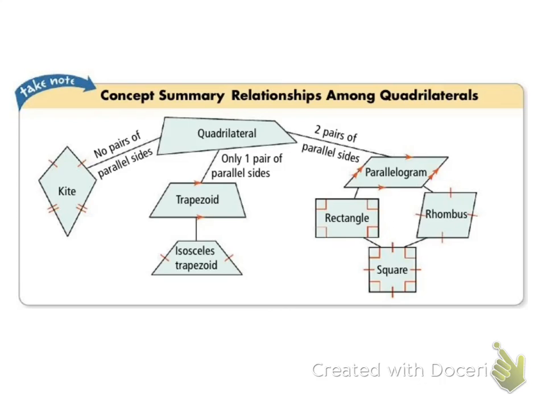Okay, here's a summary of different quadrilaterals. Remember, a quadrilateral is something that has 4 sides. So, if there are 2 pairs of parallel sides, then it's going to be a parallelogram, and it could be a rectangle, a rhombus, or a square. If it has only 1 pair, then it's going to be a trapezoid, and it could possibly be an isosceles trapezoid. Remember, that's if the legs are congruent. And if there are no pair of parallel sides, then it could be a kite.